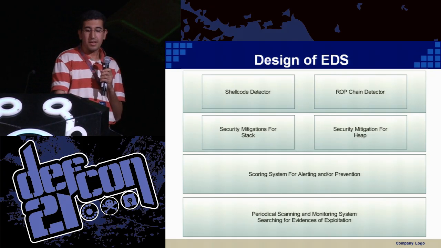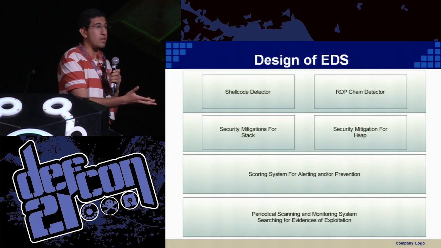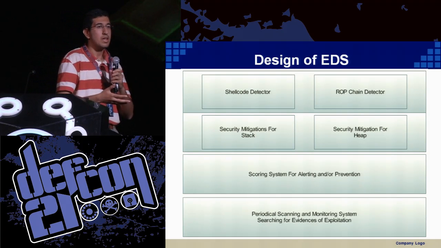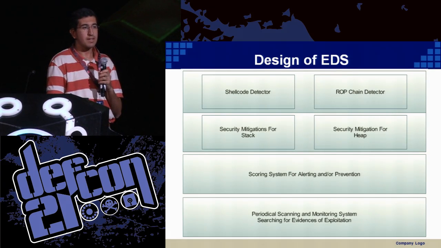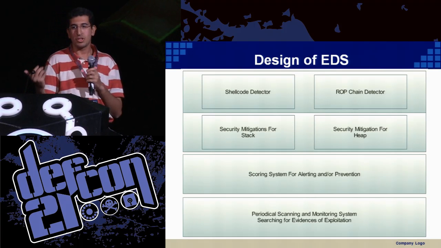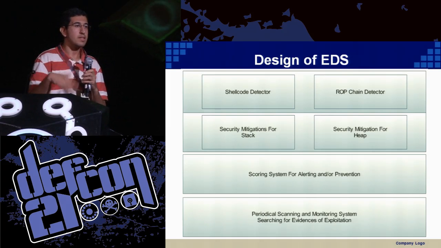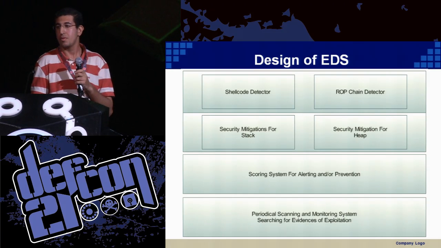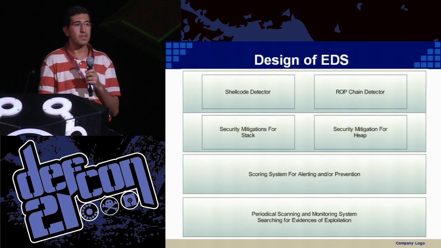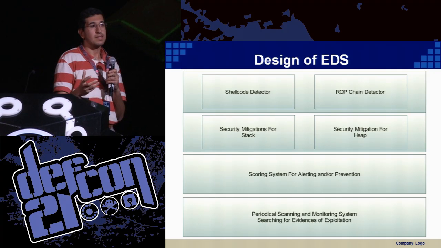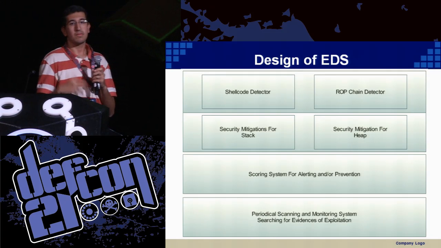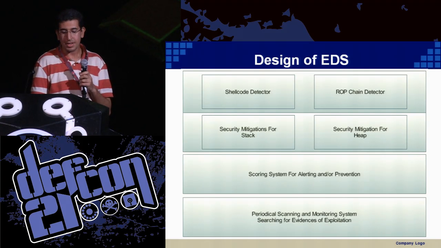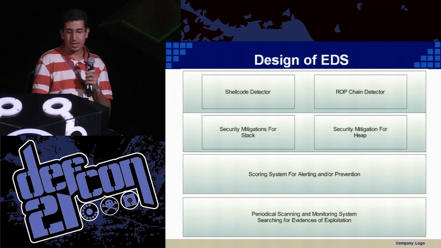Simply, the design is that there is payload detection. We'll talk about what shellcode and a ROP chain are. We have a shellcode detector, we have a ROP chain detector. After that, we have the attack vector detector. We have security mitigations for the stack and the heap. Actually, the stack, as we saw in the two slides, is a place that includes some return addresses, and if these return addresses are overwritten, it will create a problem. It can change the behavior of the application. The heap has something similar named the vtable. A vtable has some pointers of some functions, and at a given time the processor can execute one of them, and if they are also overwritten, it will create a problem. After that, we have the scoring system and the monitoring system.